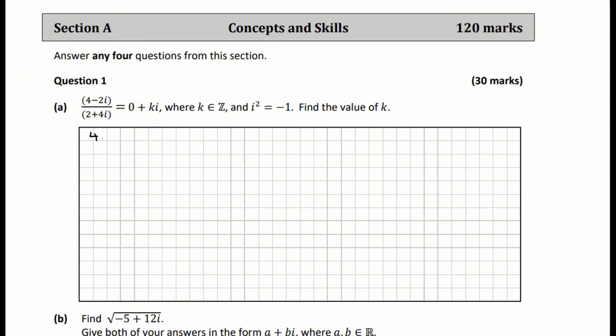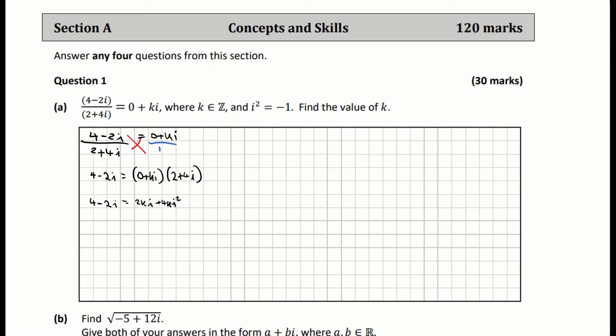So I'm going to have 4 minus 2i all over 2 plus 4i equal to 0 plus ki. And what I'm going to do is put that 0 plus ki over 1 and cross multiply. When I multiply 1 by 4 minus 2i, I get 4 minus 2i is equal to 0 plus ki multiplied by 2 plus 4i. Now you can drop that 0 if you wish. So that's going to give me 4 minus 2i is equal to ki multiplied by 2, which is 2ki, and ki multiplied by 4i is plus 4ki squared.